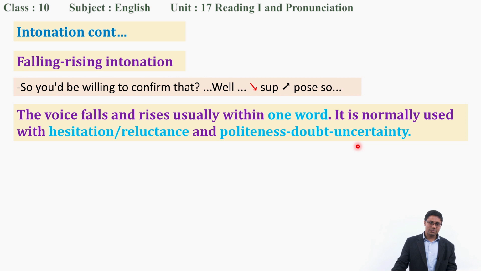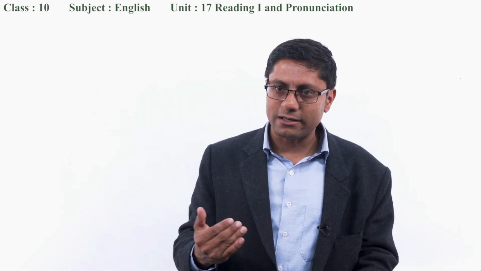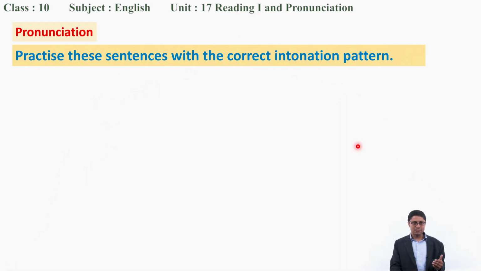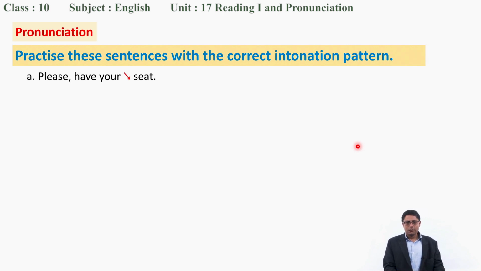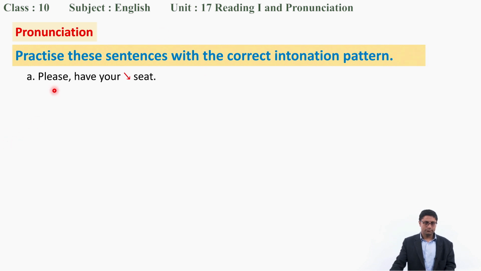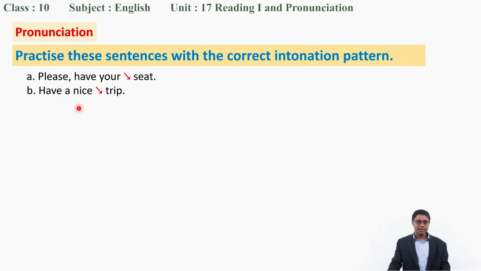Now, dear students, after learning these things, I hope you can pronounce the words and sentences there. Let's practice these sentences with the correct intonation pattern. I'll pronounce them, then you'll follow. Please have your seat. It goes down. Please have your seat. It goes down. Next, have a nice trip. Have a nice trip. It goes down.